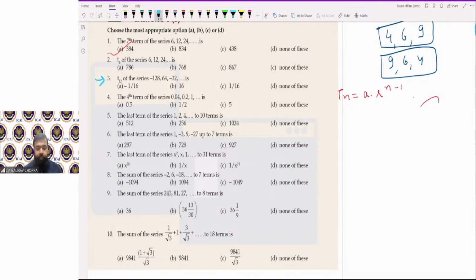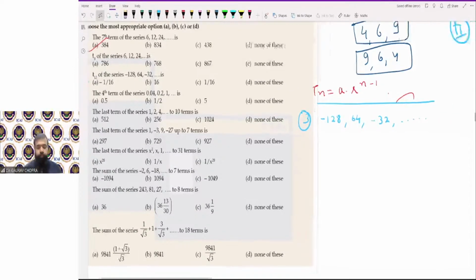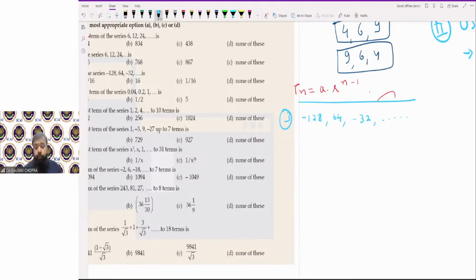Term number 12, you have to calculate. So it is minus 128, 64, minus 32 and so on. So in the series, what will you find out first? Common ratio. Common ratio is 64 upon negative 128. That is minus half. And what is the first term? Minus 128 is the first term.